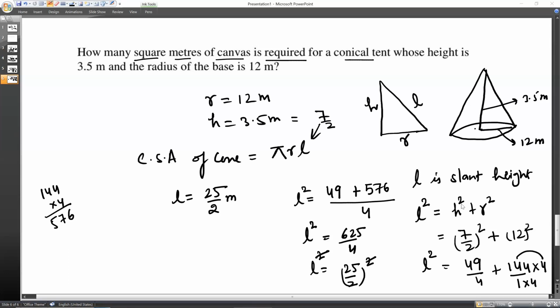So how do we calculate the value? We just put the value of h as (7/2) whole square plus 12 square. You get 49/4. Here, the square of 12 is 144, but this is only 1/4, so we need to take the LCM. I multiply this by 4, and multiply this one also by 4. When you multiply, you get 576 plus 49, that is 625/4.